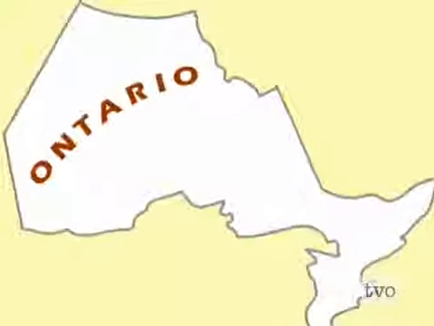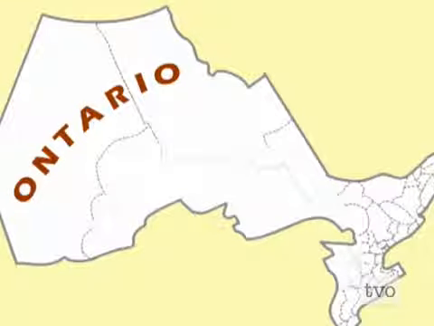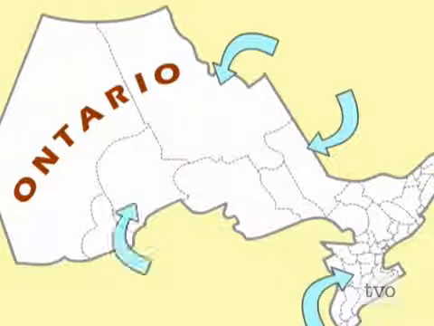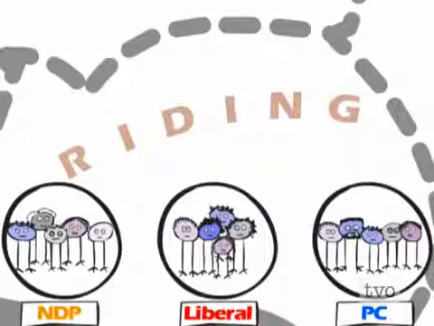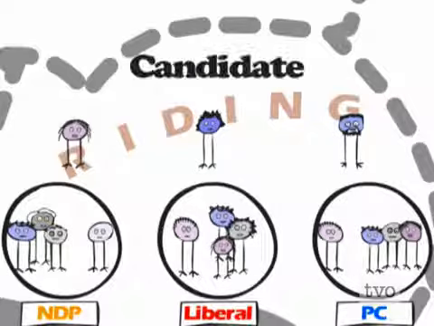Now, Ontario is such a big place that we divided it up for the election race into 107 sections that we call ridings. Each party in each riding will nominate someone to run, called a candidate, and these candidates will run in the next provincial election.